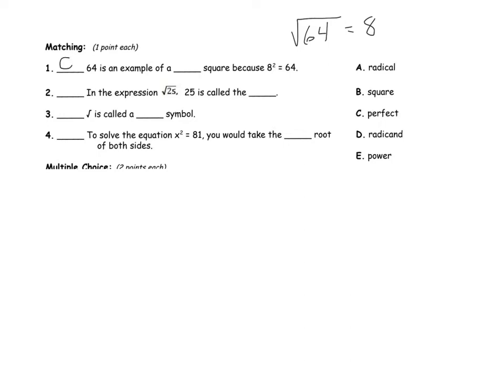Number 2, in the expression the square root of 25, what is inside that radical symbol we call the radicand. So that is D. The little symbol that we use for square root is called the radical. So that is A. And the last one, to solve the equation x squared equals 81, you would take the square root of both sides, and that is B. So our matching part, we should have C, D, A, B. Those were each worth 1 point on the test.